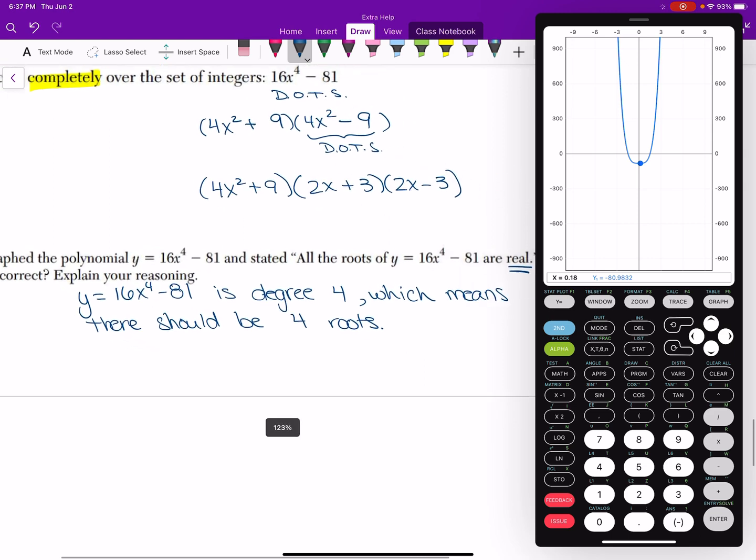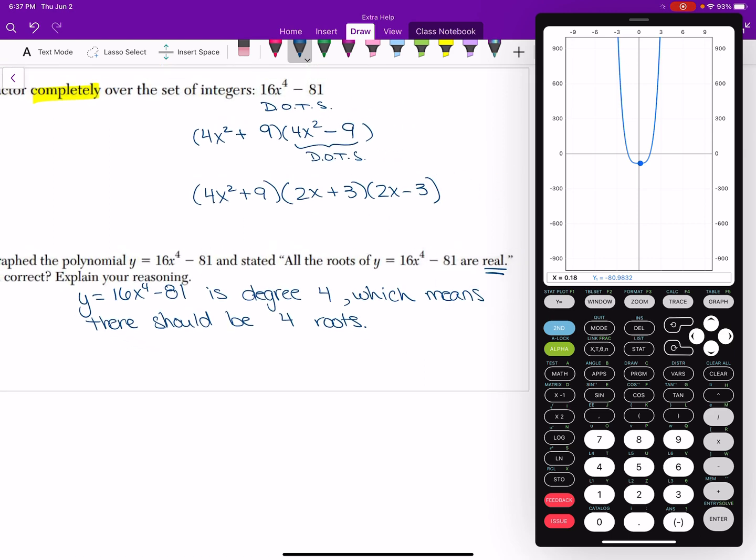So according to this, if it was degree 4, there are 4 roots. However, there are only 2 x-intercepts. So not all roots are real.